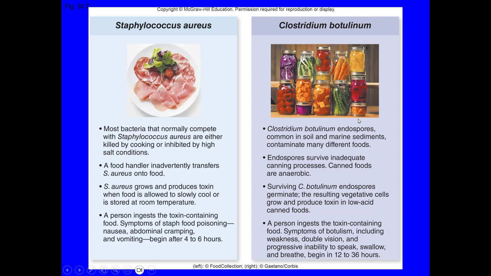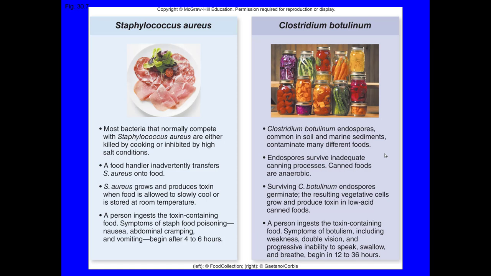Now, Clostridium botulinum endospores, as I said, are common in soil and marine sediments. They contaminate various foods. The endospores can survive an adequate canning process. Canned foods are anaerobic. So here's what I'm trying to say to you. This particular species can form endospores. As a result, that's why you have to use pressure cooking.